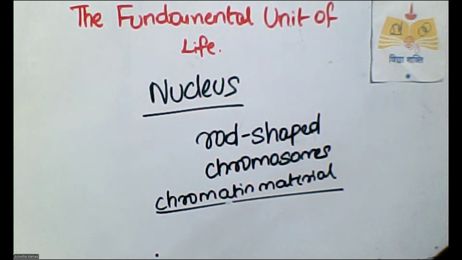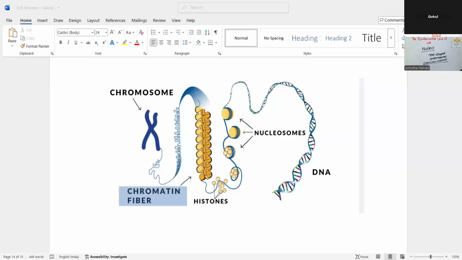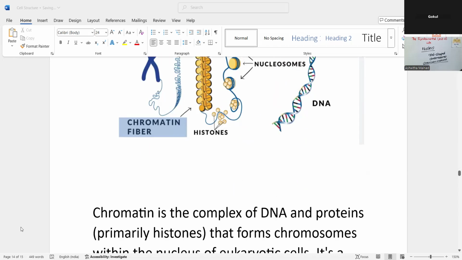Let me share my screen. Hope you all can see my screen, isn't it? So here you can see so many structures. You can see this X kind of structure, which is called a chromosome. You have something called chromatin fiber, which is something like this. Looks like noodles, isn't it? Then you have a small, round kind of structure called histones. And then you have nucleosomes and then this kind of structure called DNA. But these things are interconnected to each other. Can you all see? So now let us go one by one.